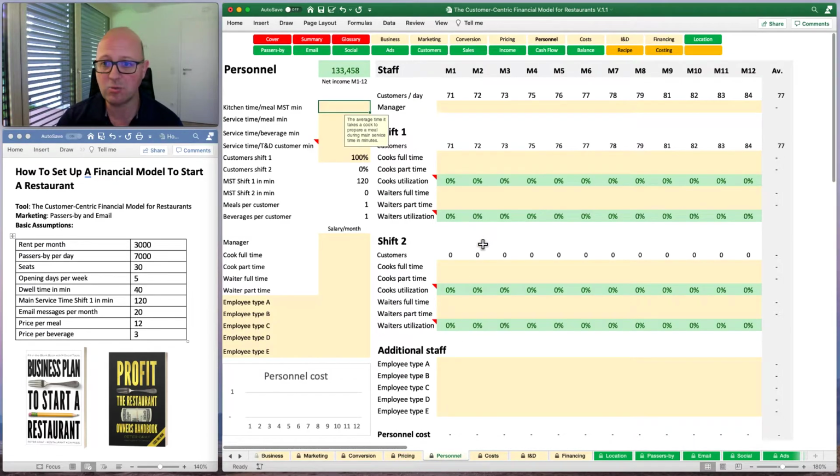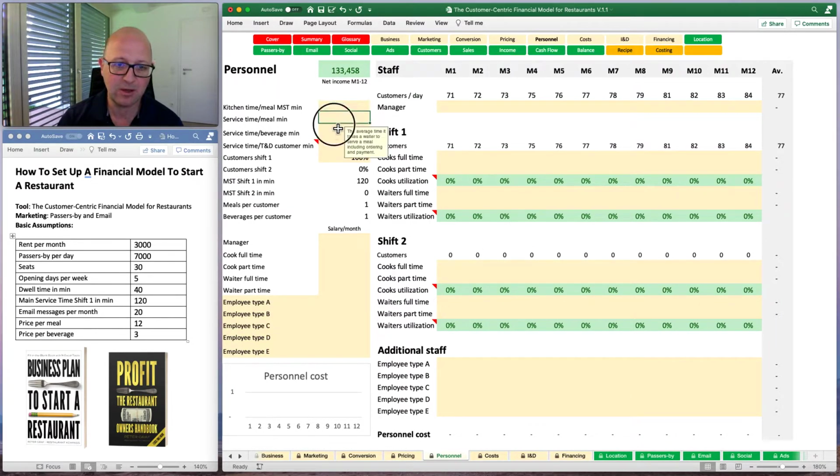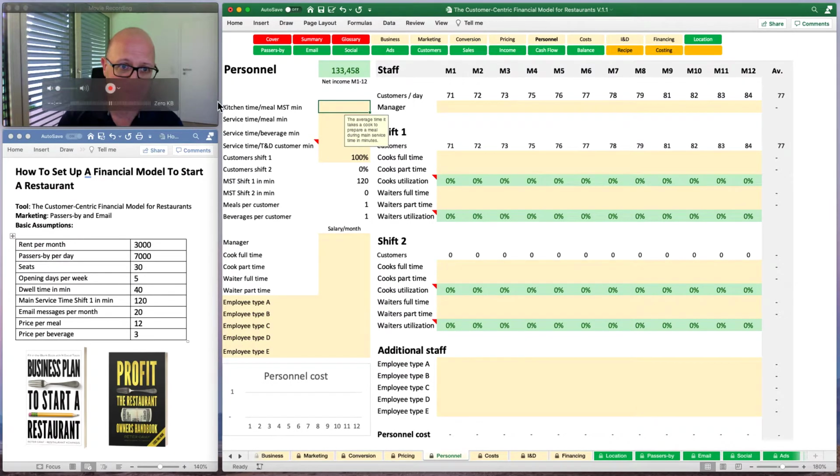Okay, let's move on to personnel. Here in this sheet we can put in, first on the left side, some basic assumptions about how efficient your staff is, how much work it takes to prepare a meal, and so on. And here on the right hand side we can put in the staff, the amount of employees that we need. Let's start here with these basic assumptions.